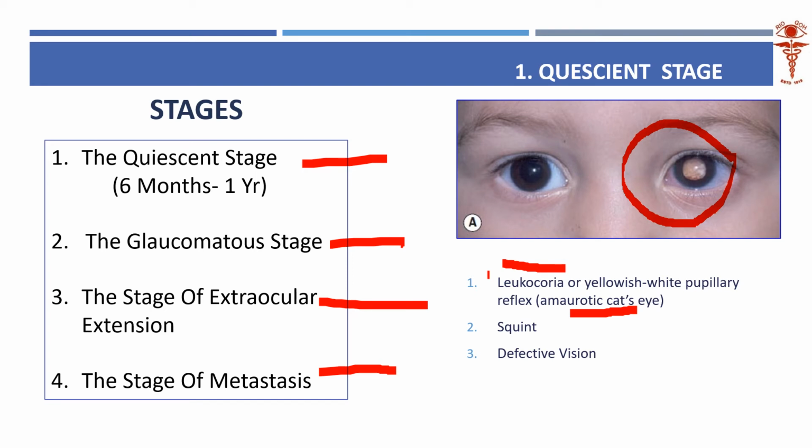Next, because that eye is dysfunctional, the eye can squint. The normal functioning eye of the baby will be seeing properly, it will be fixing light. But this eye which is blind will not fix sight and it will go for squint. So this is a case of quiescent stage.